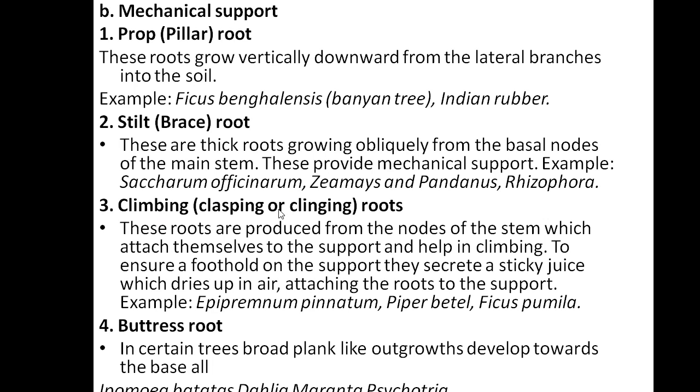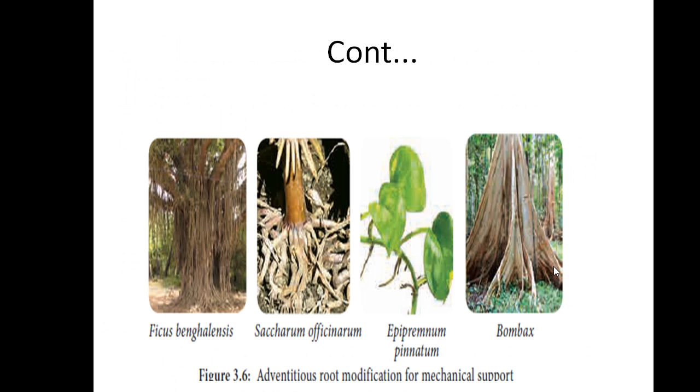Next, climbing root or clasping root or clinging root means these roots are produced from the nodes of the stem, which attach themselves to the support and help in climbing. To ensure the foothold on the support, they secrete sticky juices which dry up in the air, attaching the root to the support.